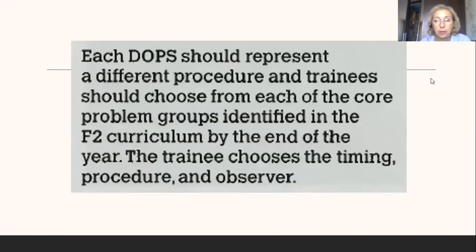Let us move to the next slide. And so on my list, let us listen to Rina. Read it, please. Yes, ma'am. Each DOPS should represent a different procedure, and trainees should choose from each of the core problem groups identified in the F2 curriculum. By the end of the year, the trainee chooses the timing, procedure, and observer.